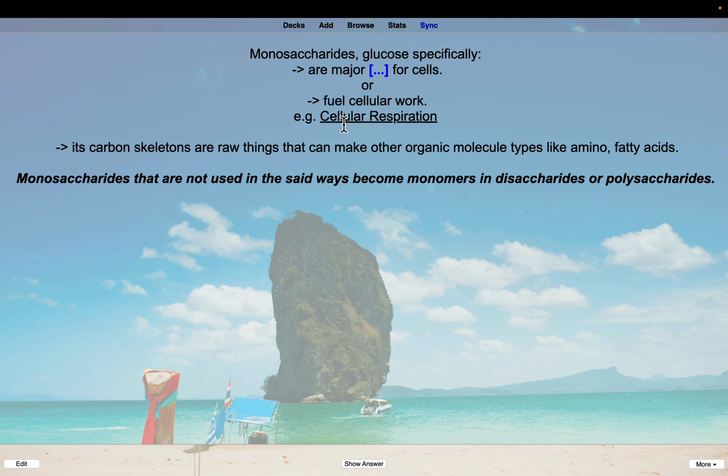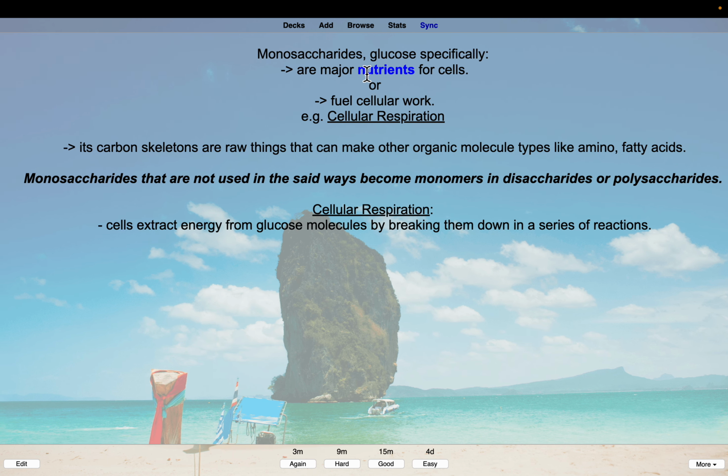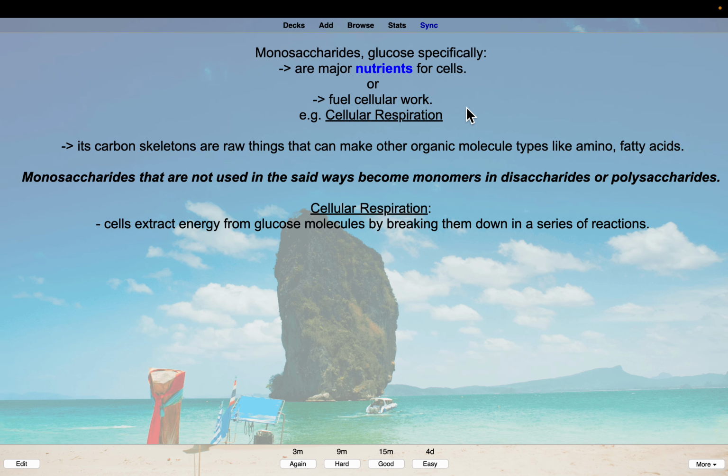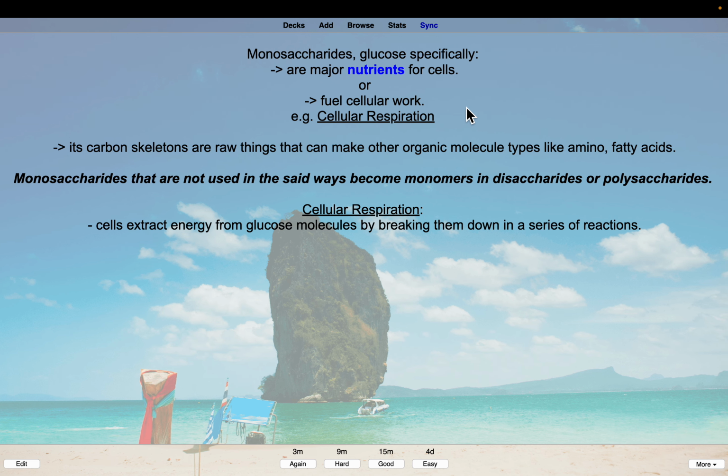Monosaccharides, or glucose specifically, are major nutrients for cells. In other words, they fuel cellular work. One example is cellular respiration. So that's one kind of cellular work. It is very significant in maintaining life in the most basic unit, that is the cell.